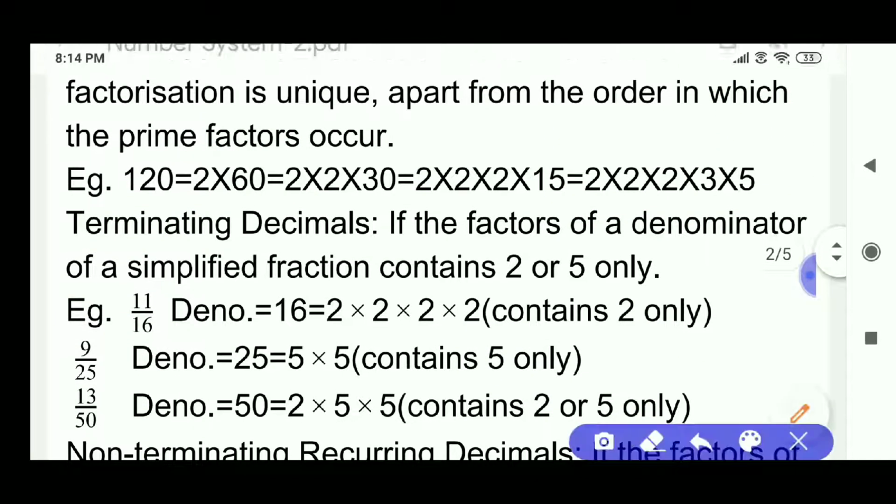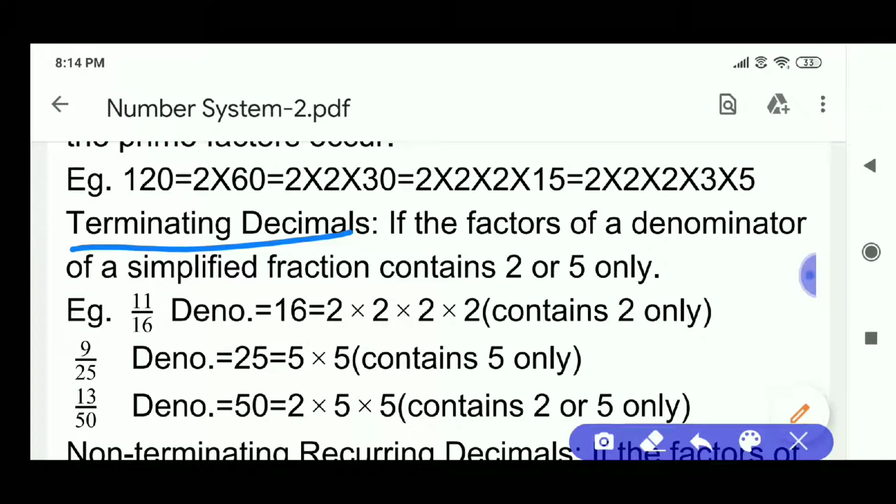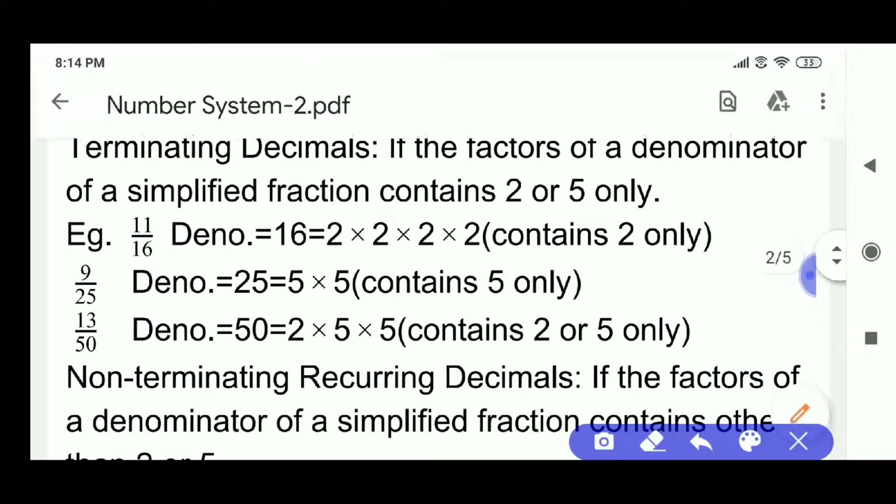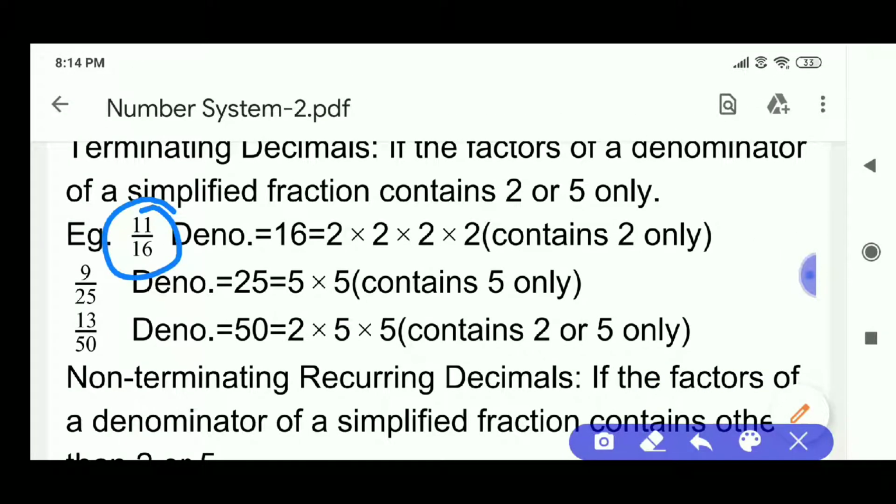Now come to terminating decimals once again. If the factors of a denominator of a simplified fraction contain 2 or 5 only, then it is a terminating decimal. Example, 11 by 16. It is a simple fraction. It cannot be simplified further. Now take denominator 16. Prime factorize it. 2 into 2 into 2 into 2. It contains only 2's. So 11 by 16 is a terminating decimal.